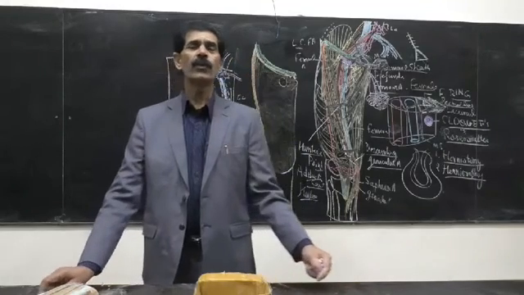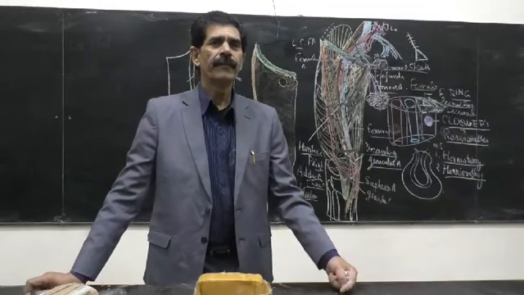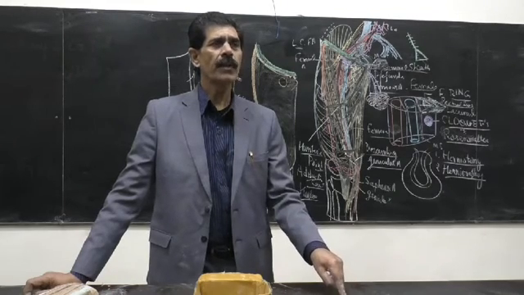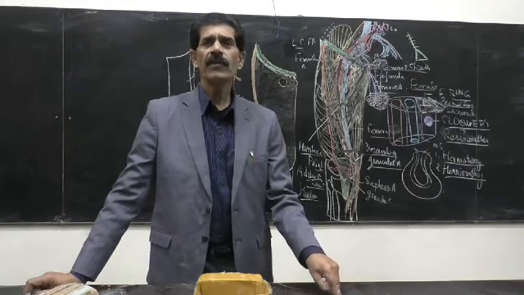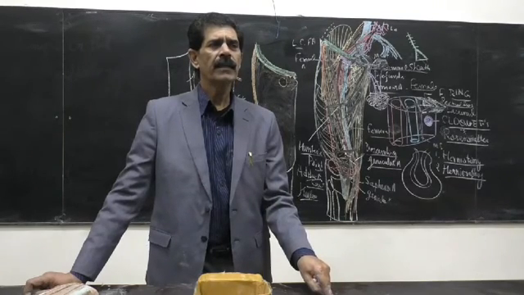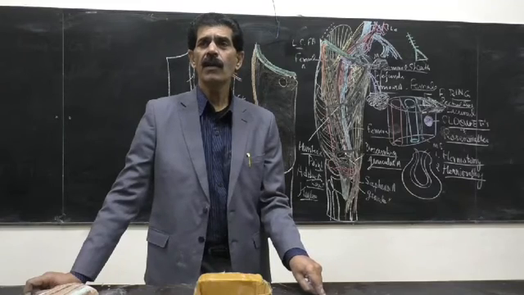And above this roof lies the skin, then superficial fascia, and below the superficial fascia is the deep fascia. The fascia lata forms the roof, and the fourth thing forming the roof is the sartorius muscle.